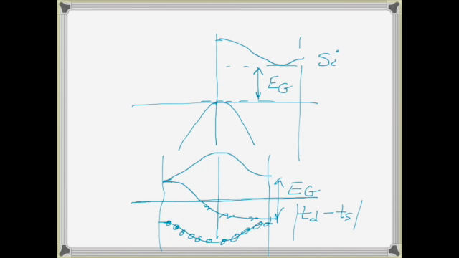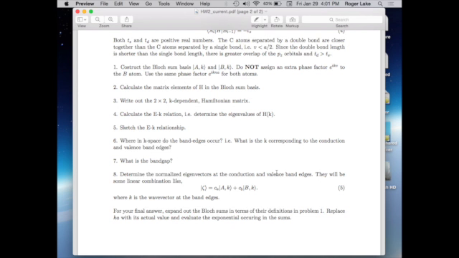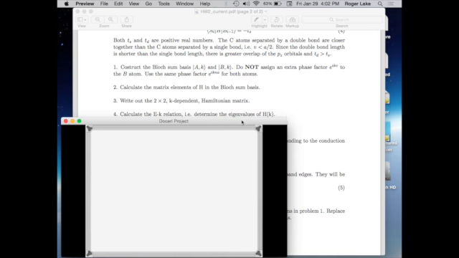That would be a metal, where you just have bands that are crossing. Okay, so the very last question. I never get anyone to follow through on this. Oh shoot, I just got rid of it. Okay, the very last question.